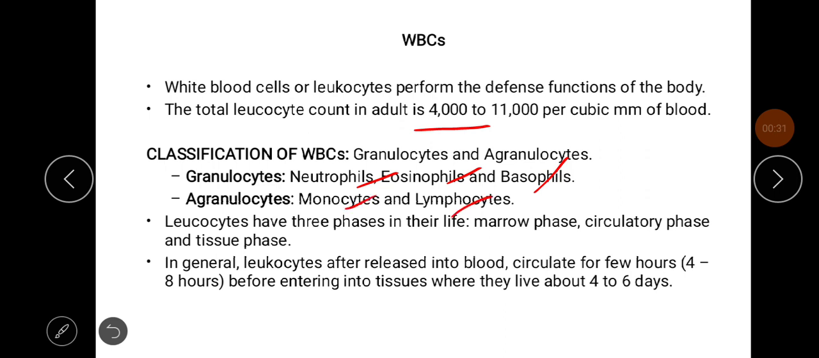Leukocytes have three phases in their life: marrow phase, circulatory phase, and tissue phase. In general, leukocytes, after being released into blood, circulate for a few hours, 4 to 8 hours, before entering into the tissue, where they live about 4 to 6 days.